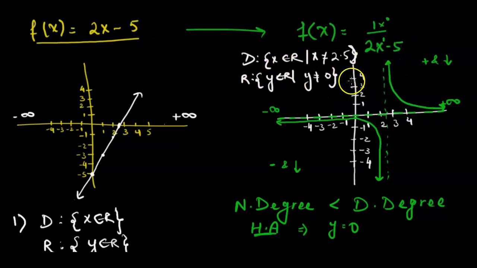Now this was way 1 or method 1 to draw a graph of the reciprocal of a linear function. But there is another way to do so, and we have to learn that way as well. So let's proceed to that way.